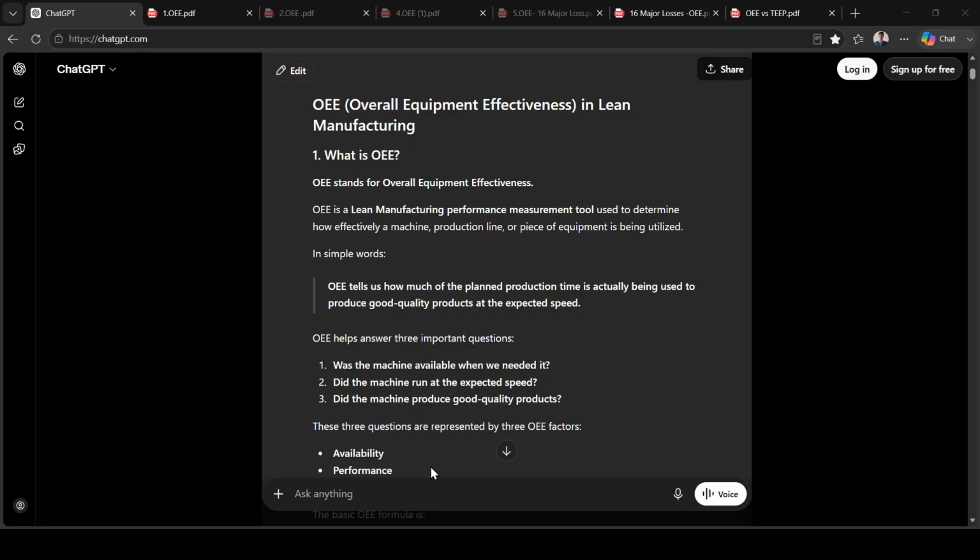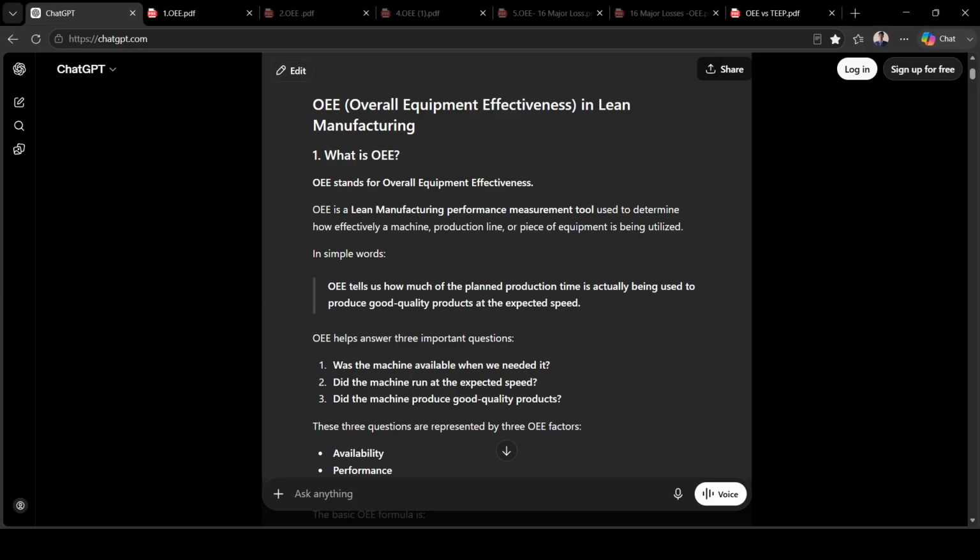So in today's video we are going to learn about OEE, which means overall equipment effectiveness. This is one of the most important performance measurement tools used in lean manufacturing. OEE helps us understand how effectively a machine or a production process is being utilized. It identifies losses related to availability, performance and quality. So let's start with this OEE topic. I will explain it one by one, clearly.